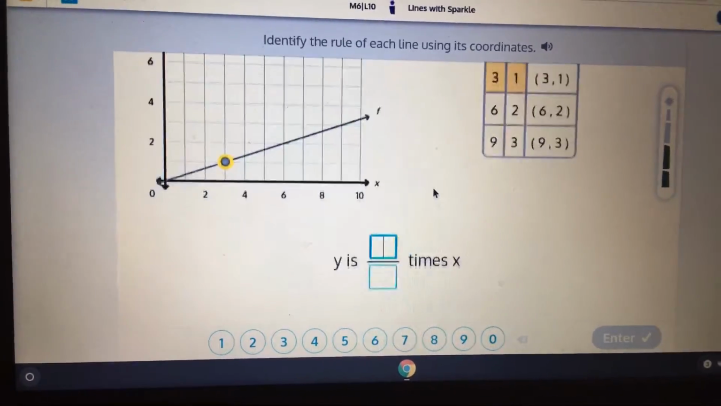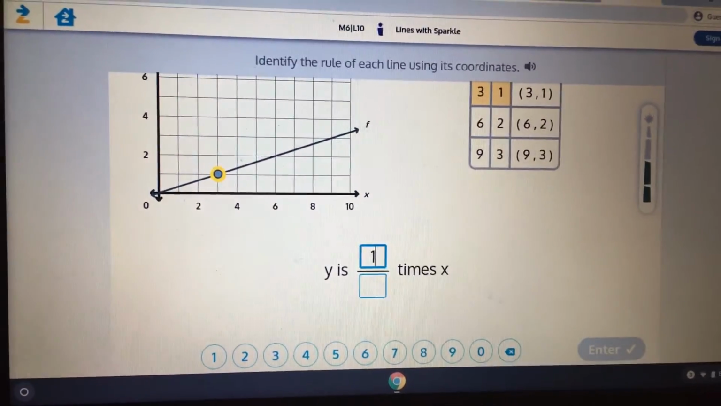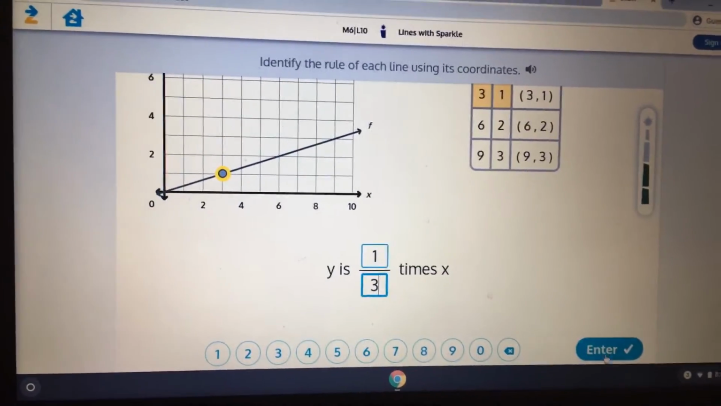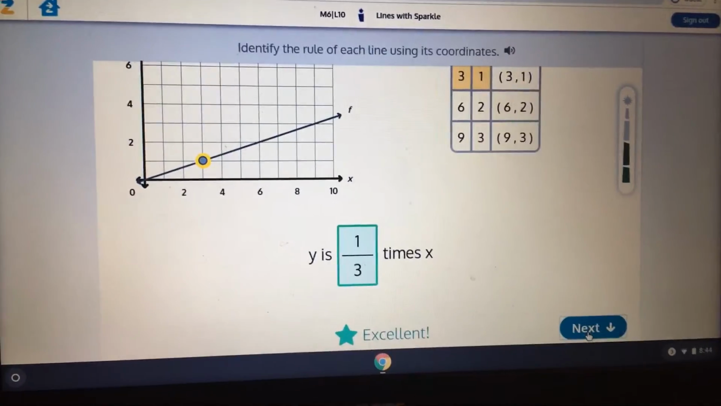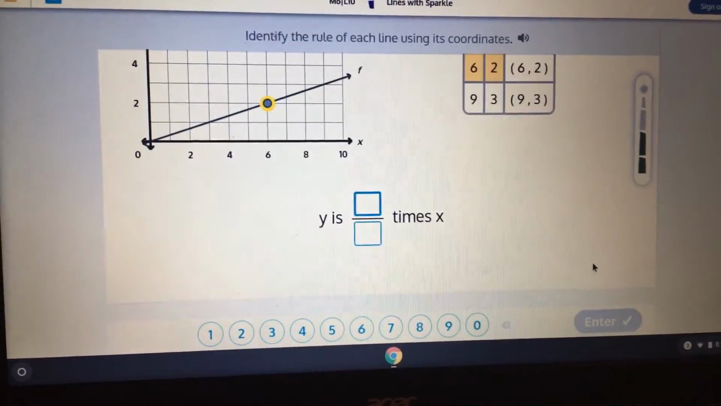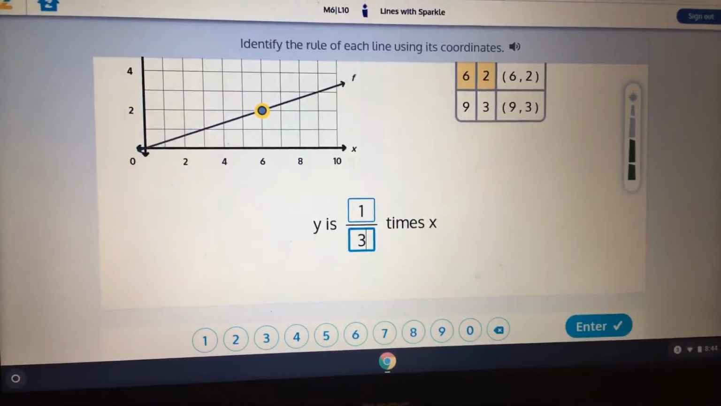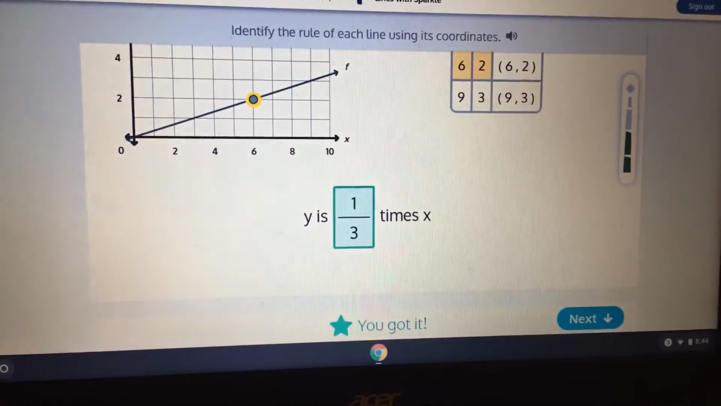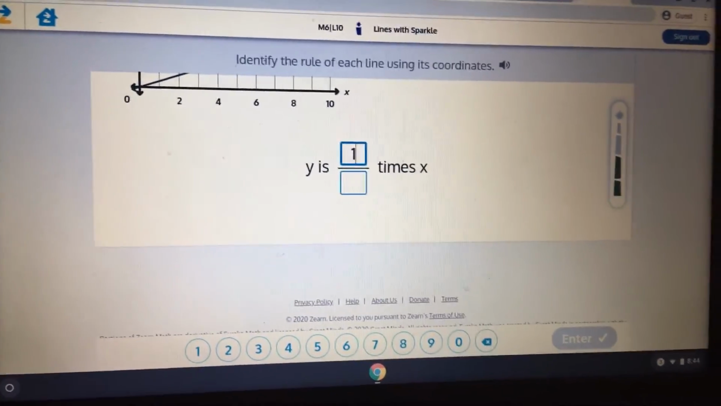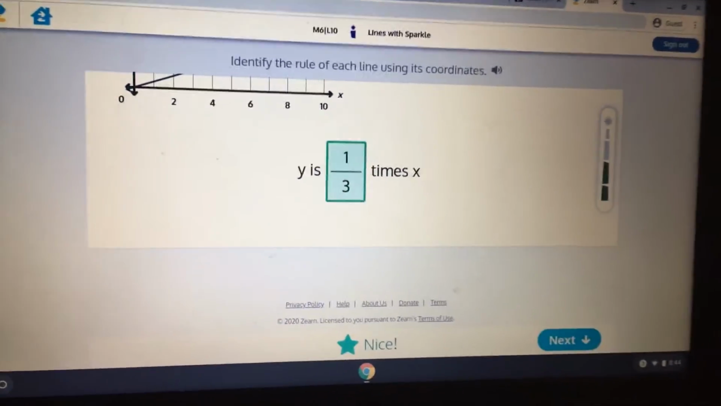So this says y is 1/3 times x. So there we go. That's the word we were missing, times. All right, and then what is true? Y is 1/3 times x. So for all of these, we can say y is 1/3 times x.